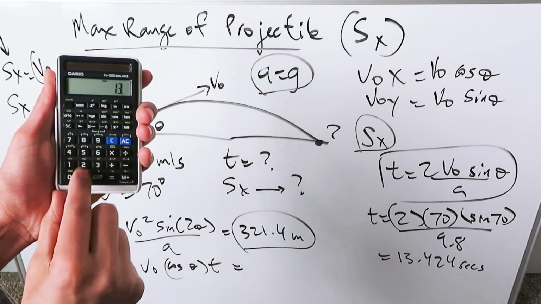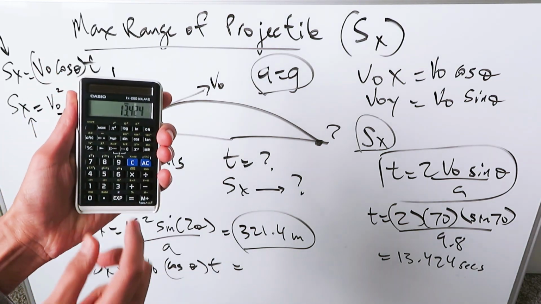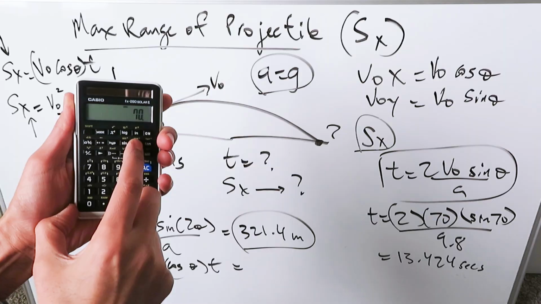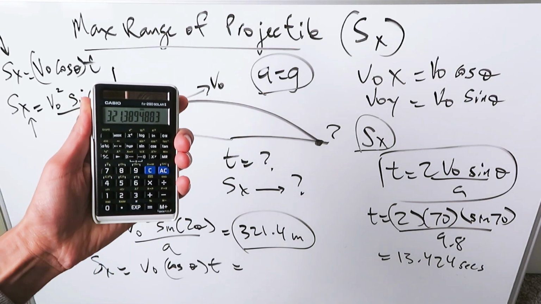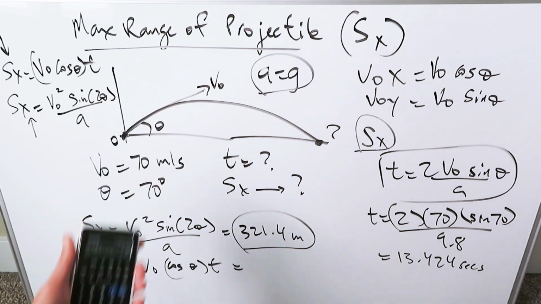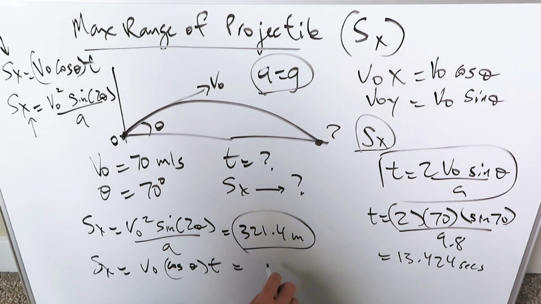I have my time now. It's 13.424 times cosine of what? 70, cosine it, times my initial velocity 70, and we'll have 321.38. I'll round it up to 321.4 and it will be correct.